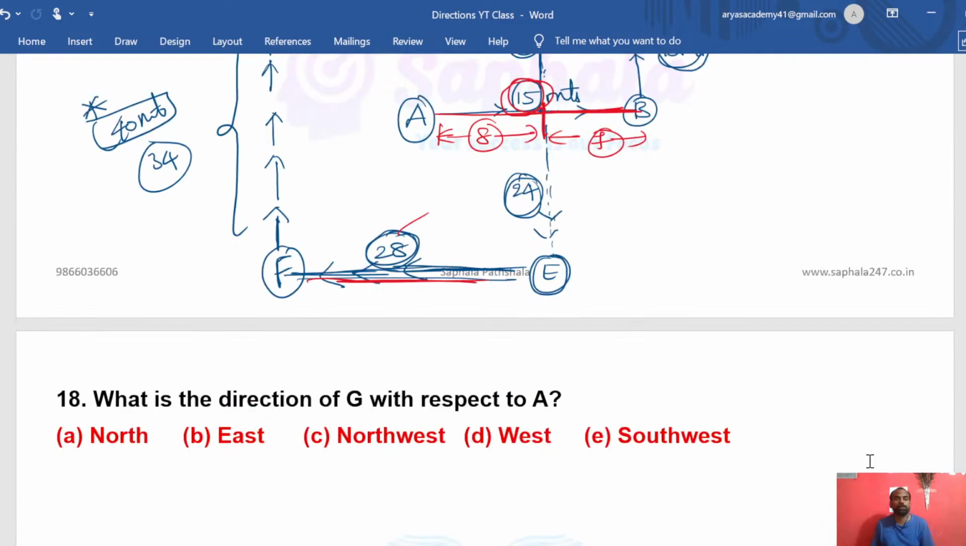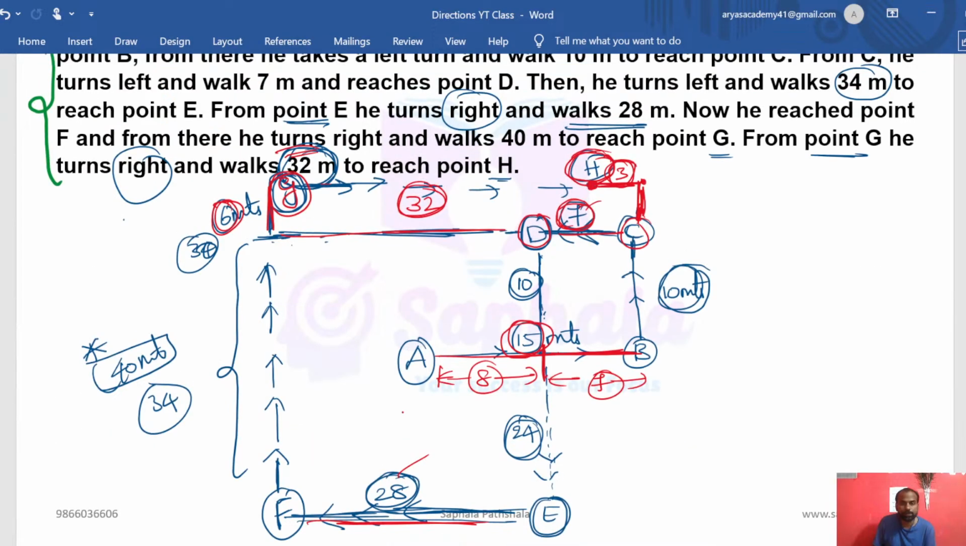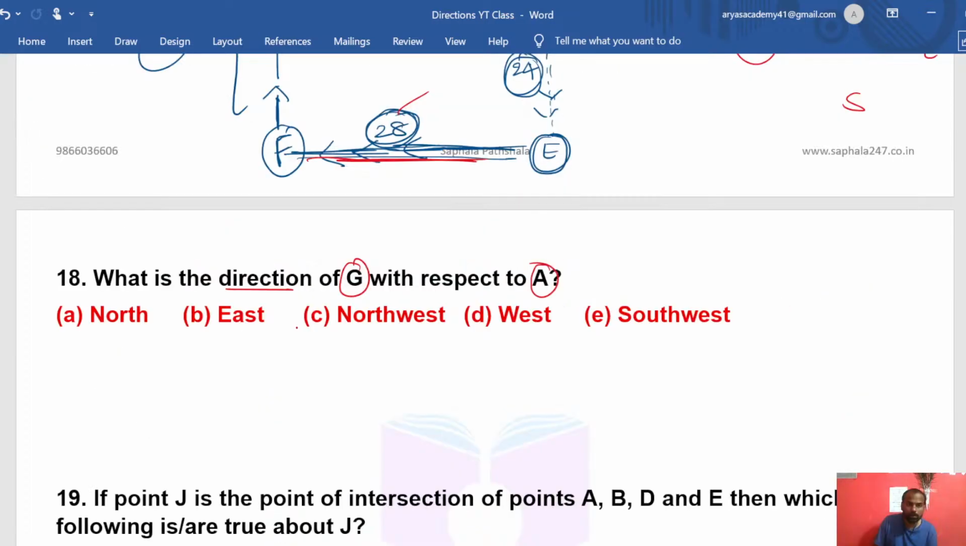The question over here is, what is the direction of point G from point A? So with respect to A, G is in which direction? See, A is here and G is over here. From A, going up is north, this side east, this side west, this side south. So look where G is: it is between north and west. That means G is towards the north-west of A, we can say.